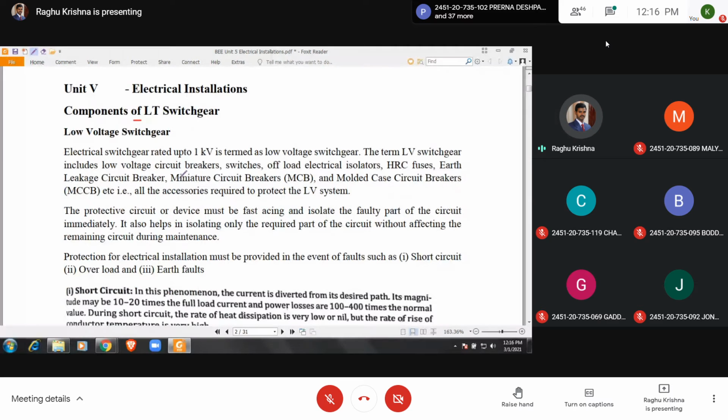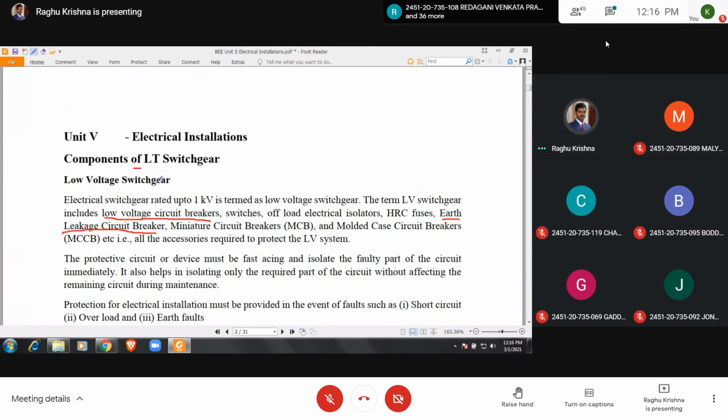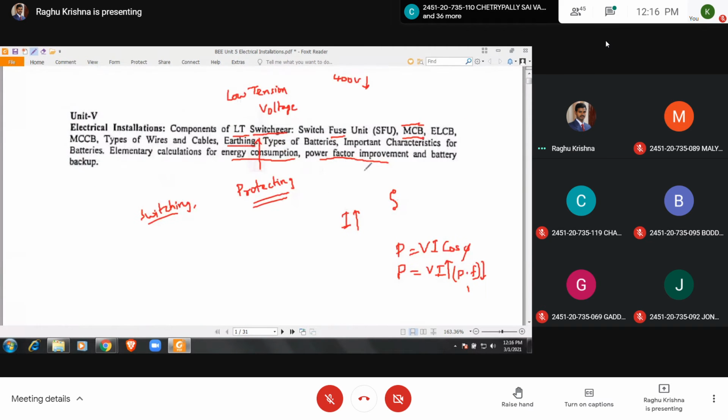What are the components here? You can see low voltage circuit breakers, that is MCB, switches, off-load electrical isolators, HRC fuses, and earth leakage circuit breakers. ELCB means earth leakage circuit breaker.